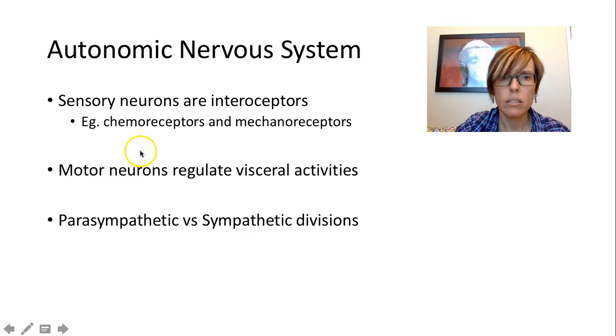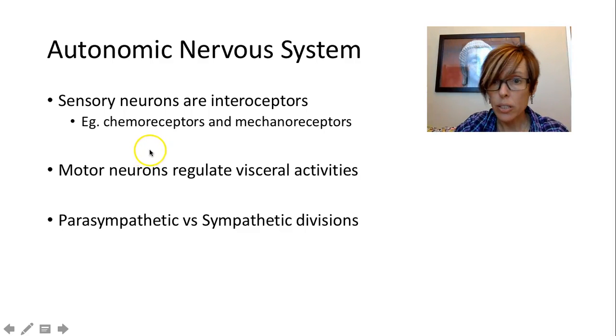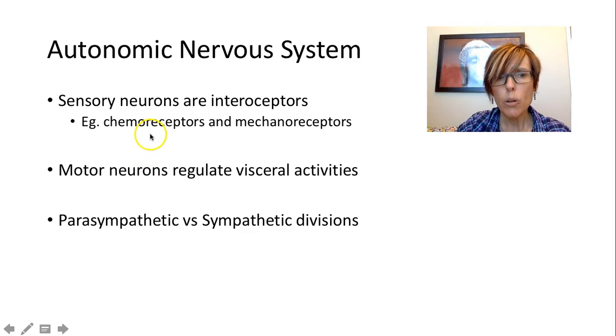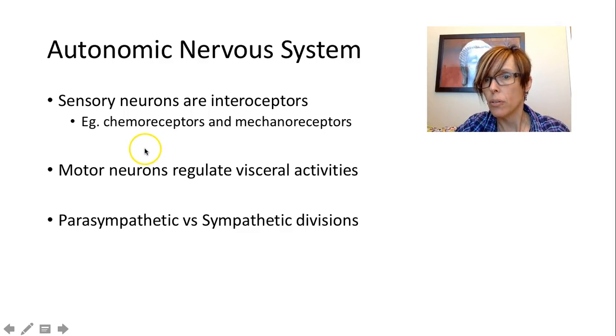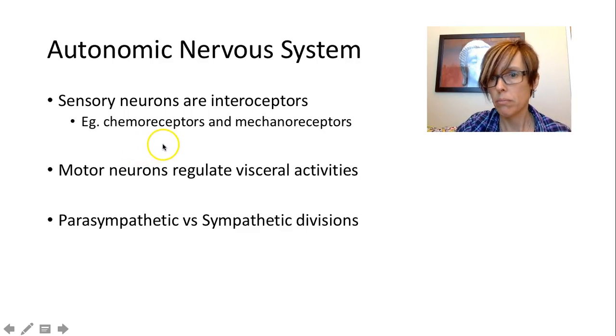Another thing they'll tell you is whether or not your blood pressure is increasing or decreasing, or whether the pH of your blood is too high or too low. If you're not getting enough oxygen, that's going to send information to the system like, hey, increase your breathing rate, for example.